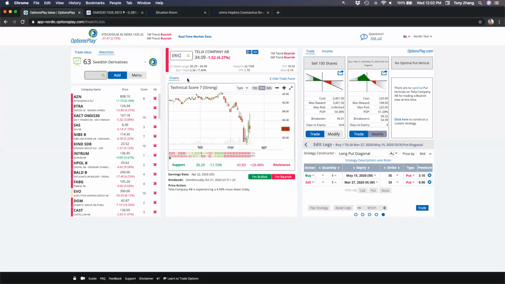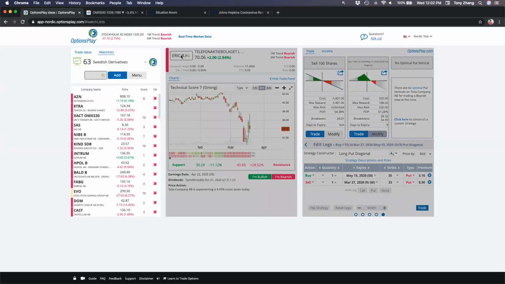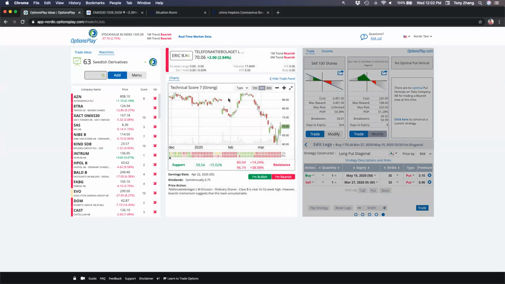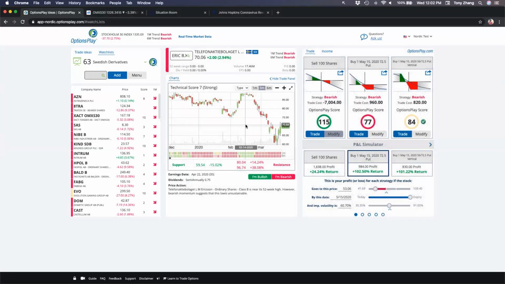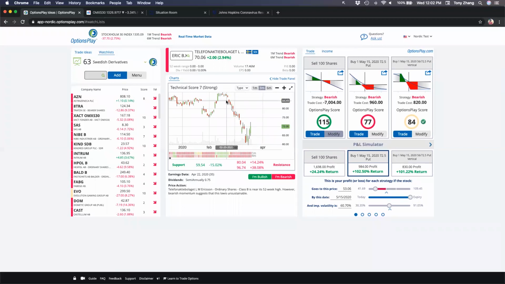So let's take a look at Ericsson B. This was another trade that we were looking at. Ericsson B, similar setup in my opinion to Telia. Basically what you have here is this big move to the downside from about 90 down to about 60. We've got that retracement here, and the question is whether or not this stock will continue to move lower.